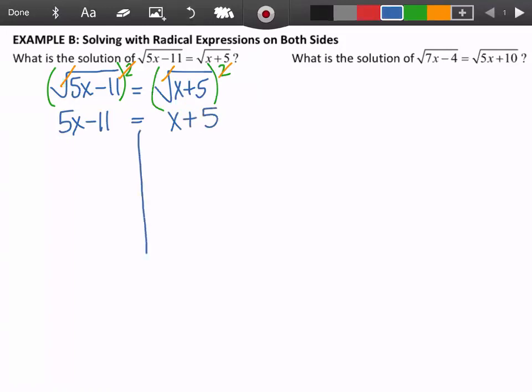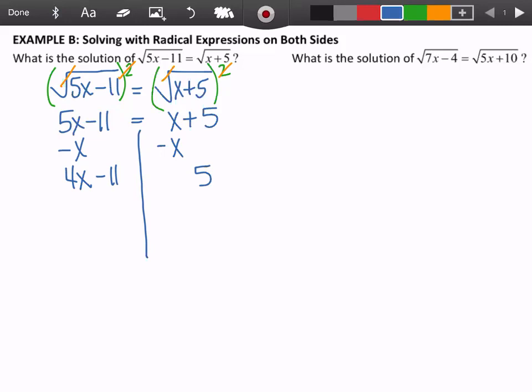Now all we have is an equation that we need to balance and solve for x. We have x's on both sides, so we want to get the x's all on the same side. We're going to subtract this x over to the other side, and remember, we're going to combine like terms. So we take 5x minus x, which leaves us with 4x minus 11 equals just 5, because the x's ended up canceling each other out.